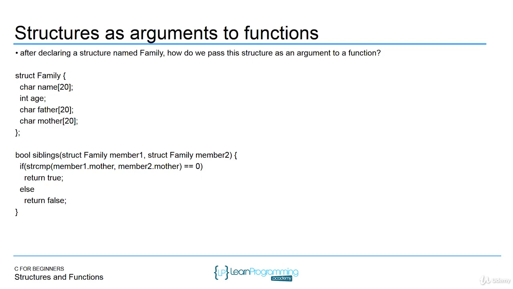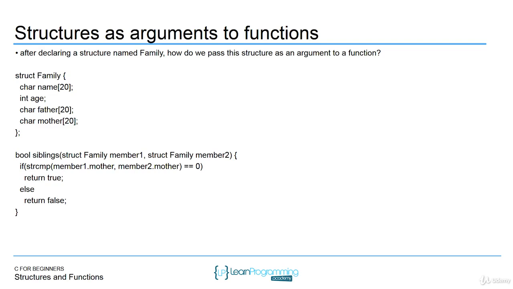Then inside of our function, if we want to access members, we access members just like normal. Member1 and member2 are not pointers, so we don't use the dash greater than. We only do that on pointers because we need to dereference them to see what they're pointing to. Because they're not pointers, we can just use dot. So member1.mother and member2.mother are character arrays.